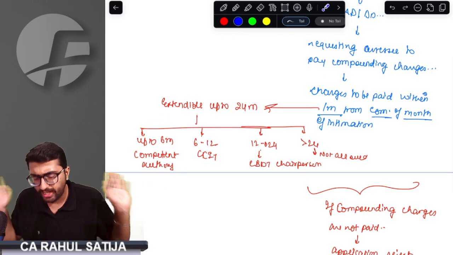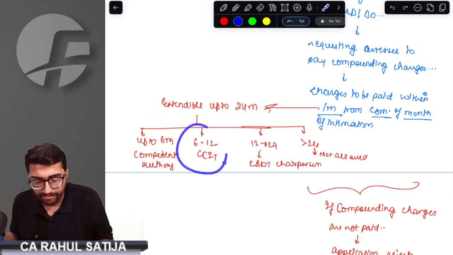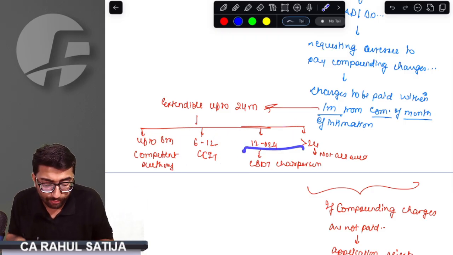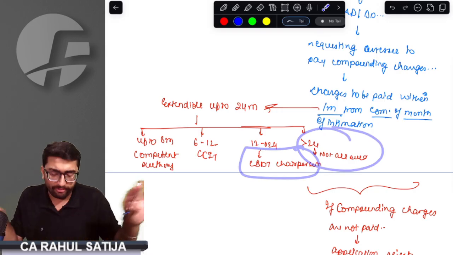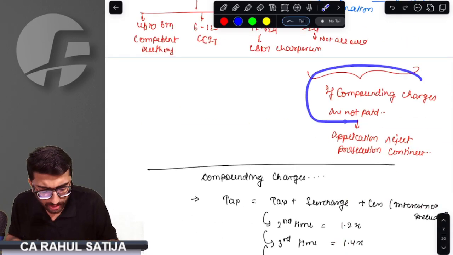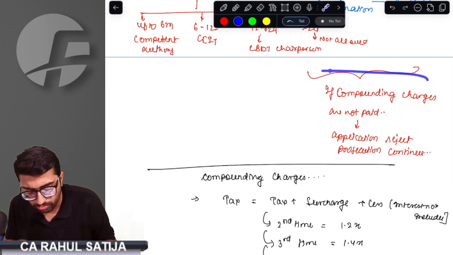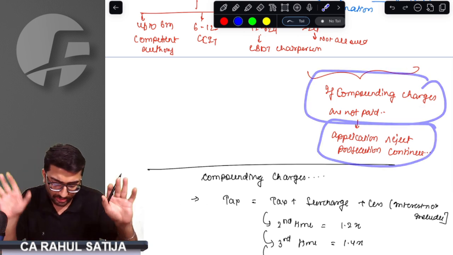For 6 months, they can get an extension from any of the authority. If they want an extension from 6 months to 12 months, they can go to the CCIT. If they want an extension from 12 months to 24 months, they have to go to the CBDT chairperson. For more than 24 months, extension is not allowed. If they fail to pay the compounding charges, then, sir, the prosecution application shall be rejected.